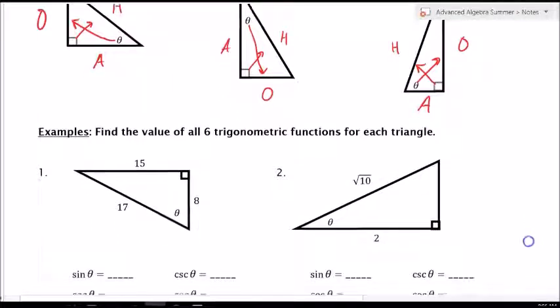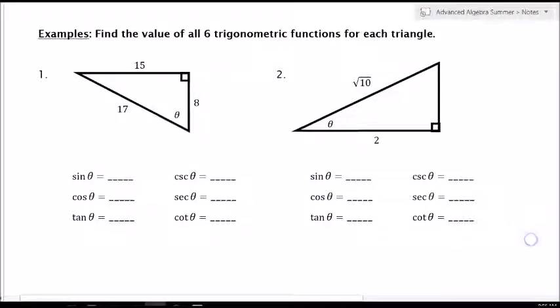Alright. Now we're going to figure out all 6 trig functions from these. We're going to figure out all of our fractions. And if we have any square roots in the bottom, we will need to simplify. So let's go ahead and label first. So across from this angle, if I draw a line straight out, there's my opposite. Across my right angle is my hypotenuse. Here's my adjacent. Across from here, my opposite. Across from the right angle is my hypotenuse. And then here's my adjacent.